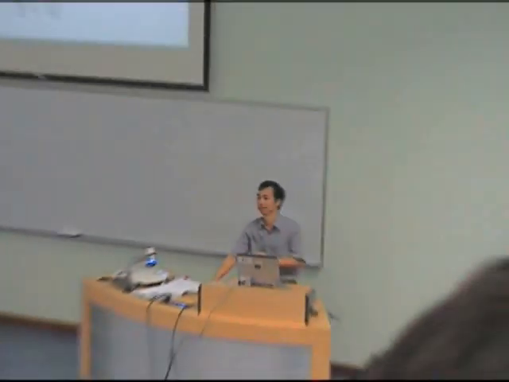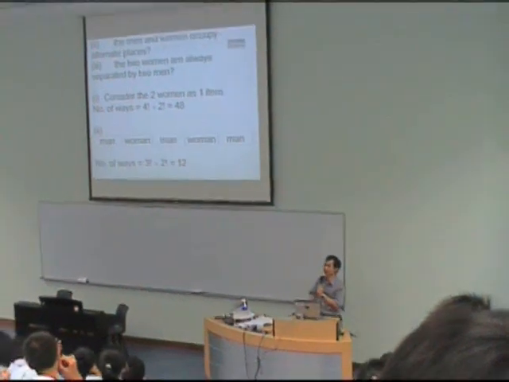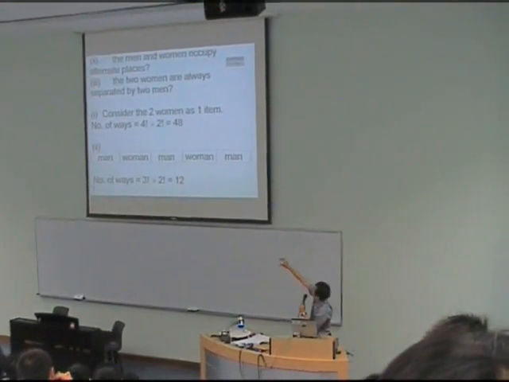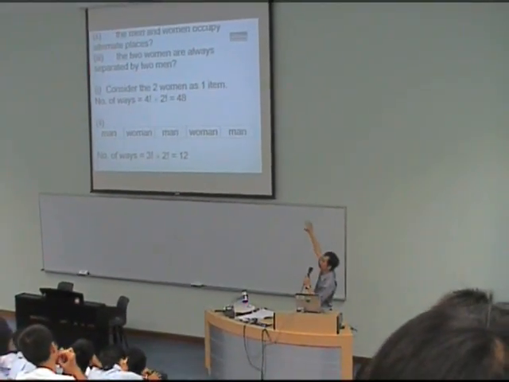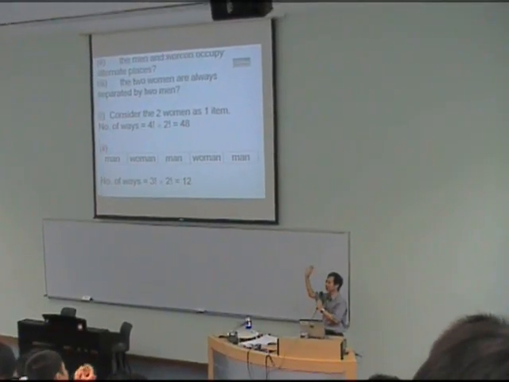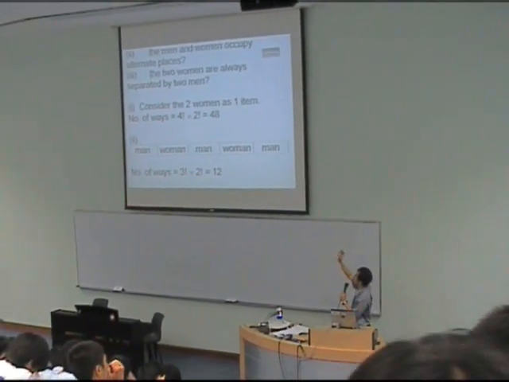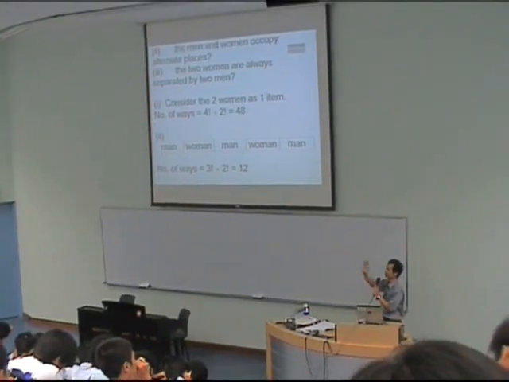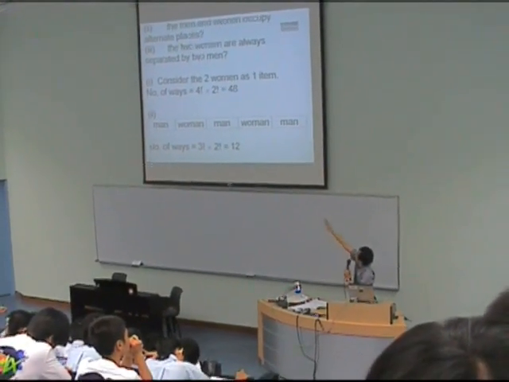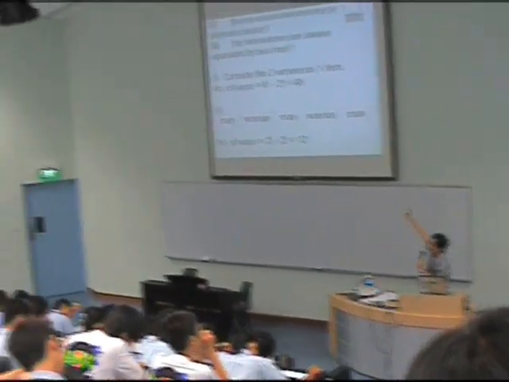Okay, part 2 is when the man and the woman occupy alternate seats. So when you draw 5 spaces, there's only one arrangement where you can have the man and the woman in alternate seats. You must start with man, woman, man, woman, man. This is the only way they can have alternate seats.